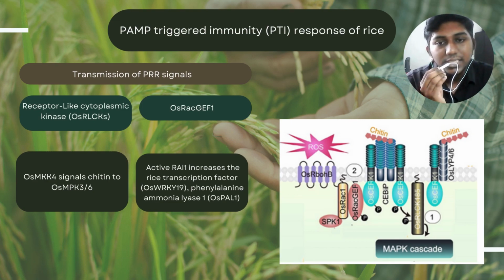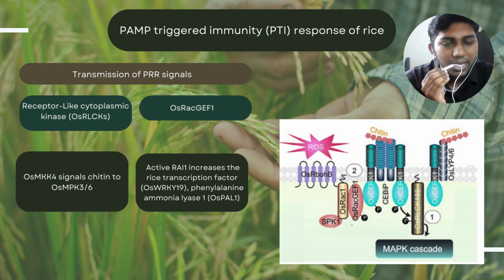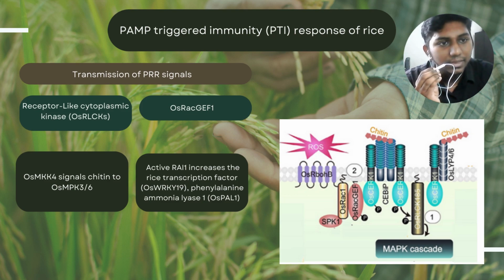Lastly, the RAC/RAC immunity 1 will be activated, which will increase the rice transcription factor and also phenylalanine ammonia lyase 1. So the phenylalanine ammonia lyase 1 will cause accumulation of lignin, and the rice transcription factor will increase the expression of pathogenesis-related PR genes. So these genes will produce antimicrobials that will destroy the fungal cell walls.